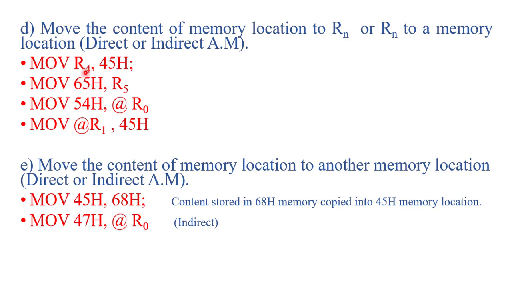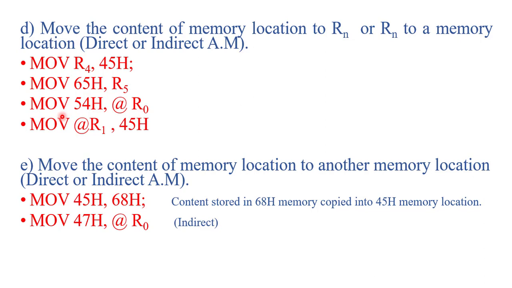These two are the example of direct addressing mode, whereas these two are the example of indirect addressing mode because @R0 is given here. So this instruction, MOV 54H, @R0, tells that the content stored in a particular memory location whose address is given in the R0 register is moved into this 54H memory location.